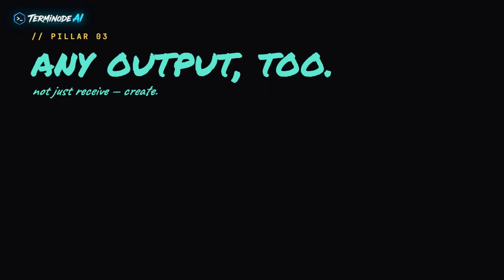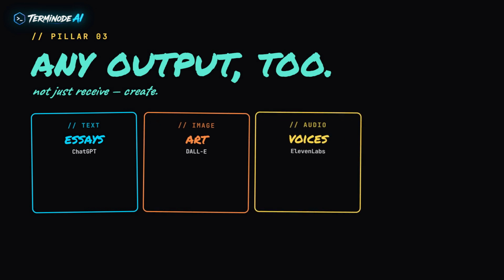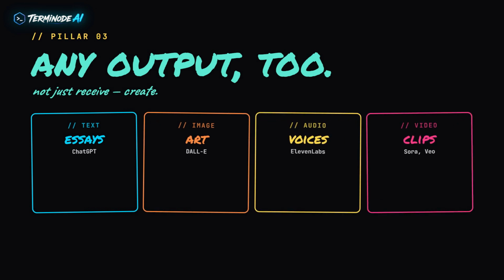Pillar 3, any output too, not just receive, create. This is the part most beginners miss, and once it clicks, the rest falls into place. Look at how it ranges in real-world examples. At one end you have essays, ChatGPT. In the middle, art, DALL-E. In the middle, voices, ElevenLabs. At the other end, clips, Sora, Veo. Out via any sense too. You can think of this as the part of multimodal AI that turns theory into something usable, the part you actually pay for and feel as a user.